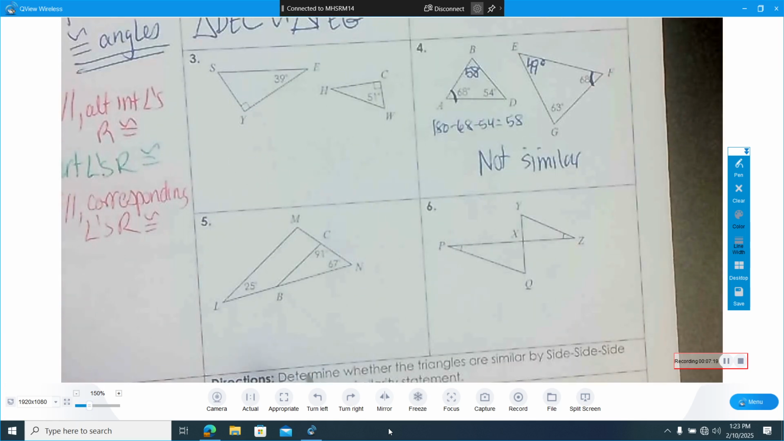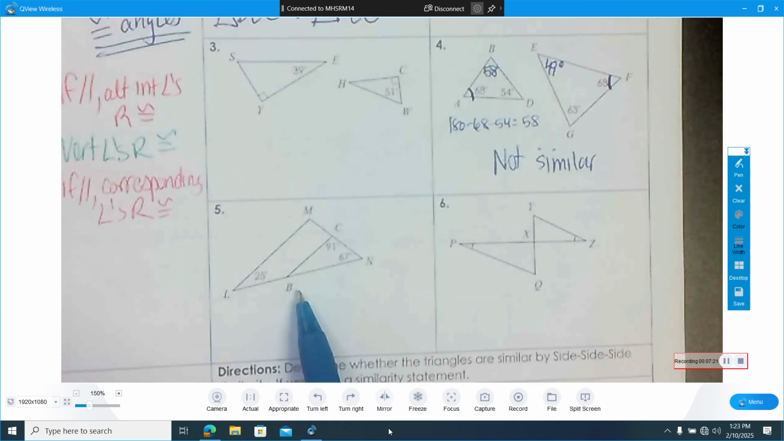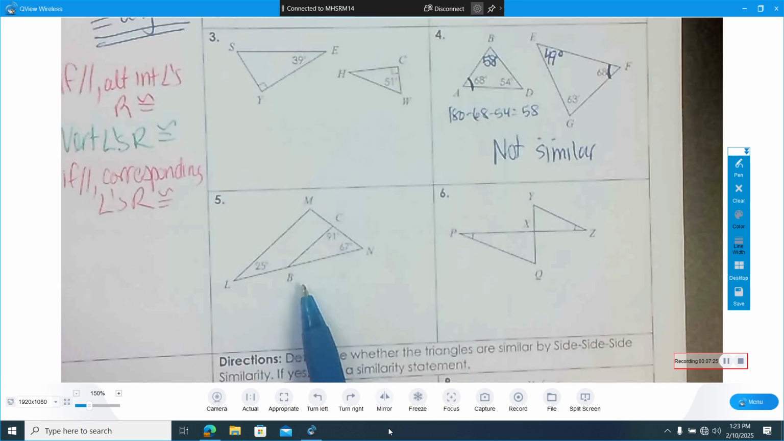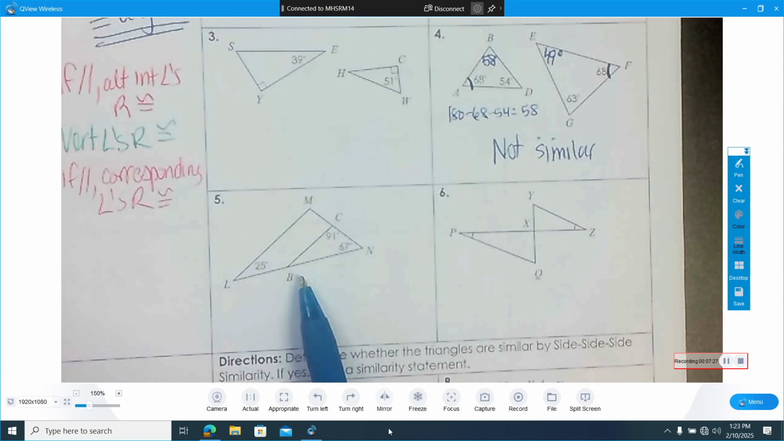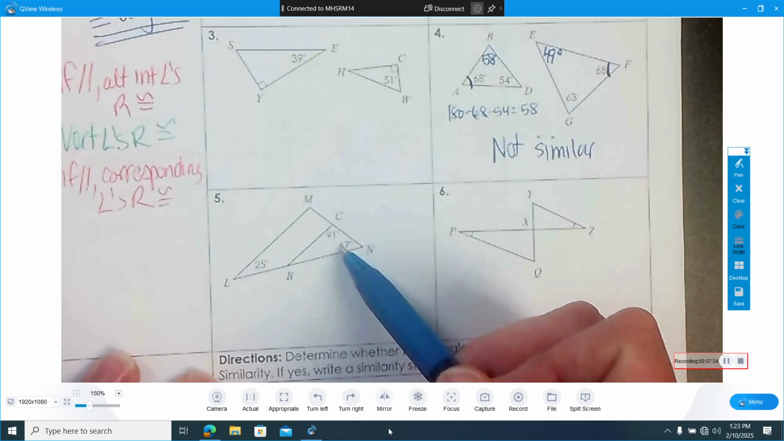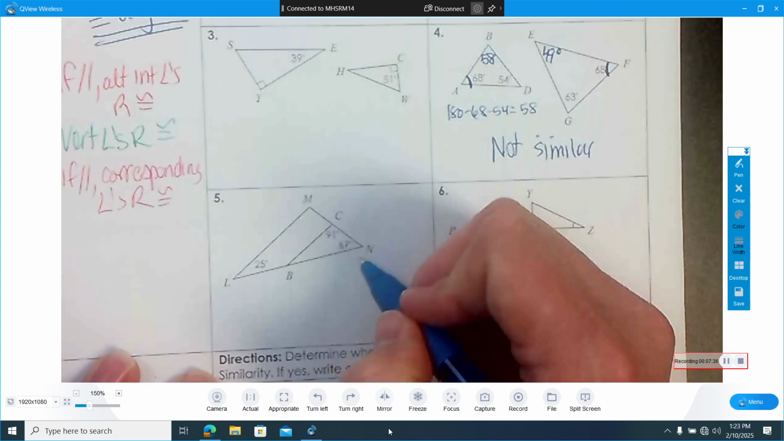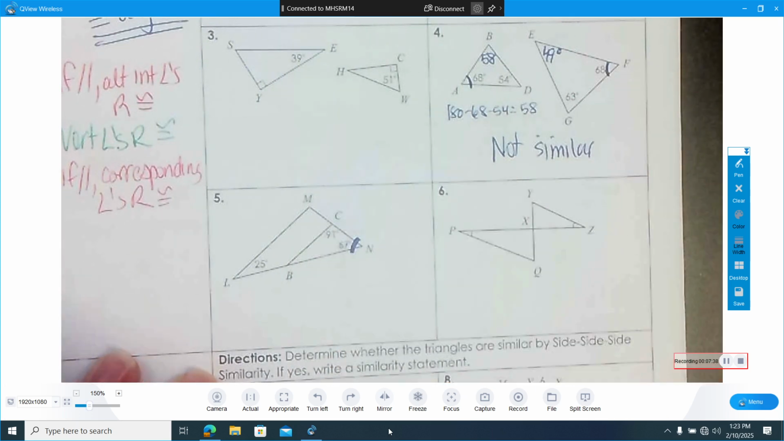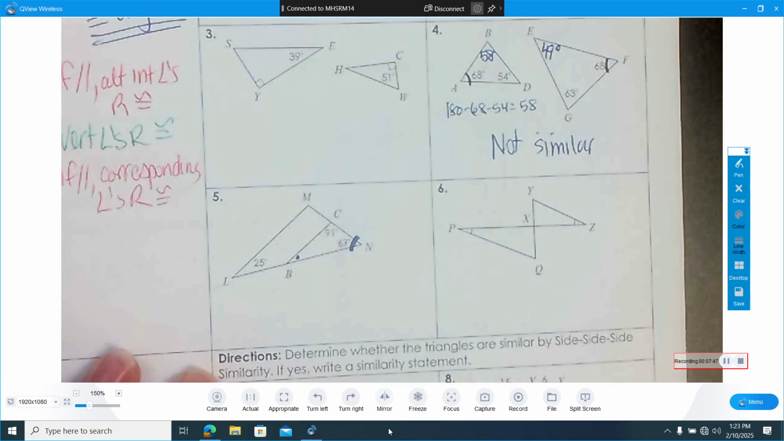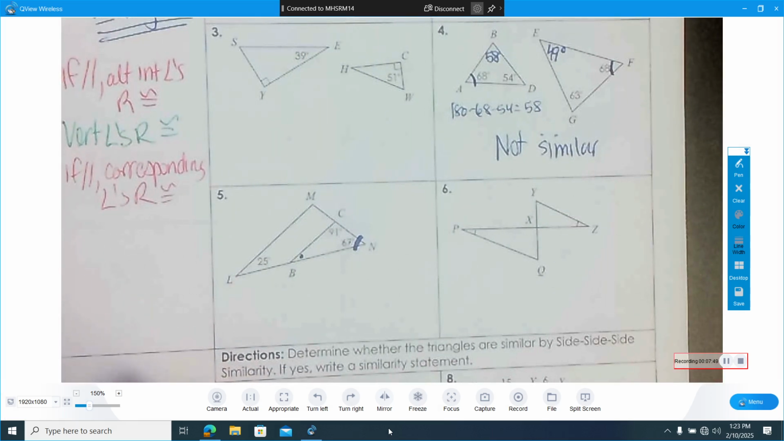What about number 5 here? No, because we don't know if they're parallel lines. Well, I guess maybe we do. Yeah, we know two angles in the small triangle, and both triangles have this angle, right? Okay. So we need another. Can we figure out angle B? How do we figure out angle B?